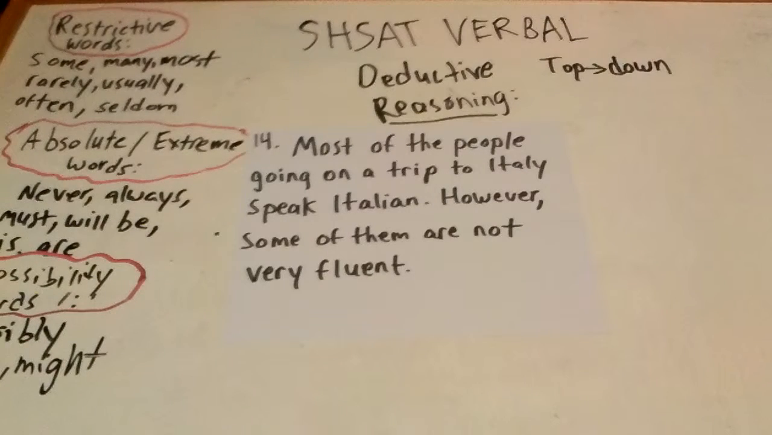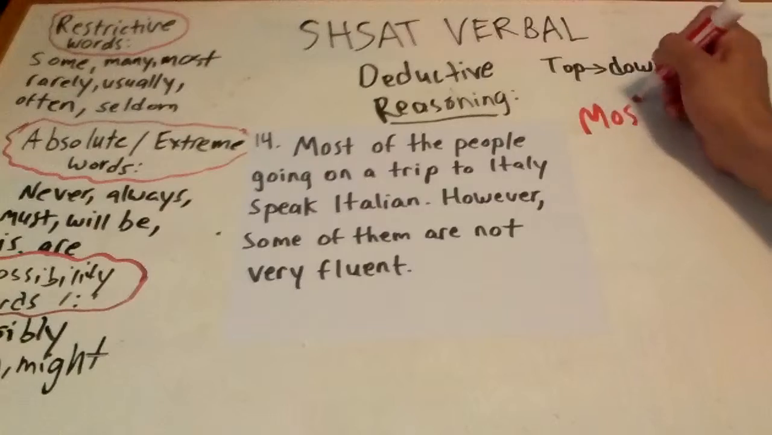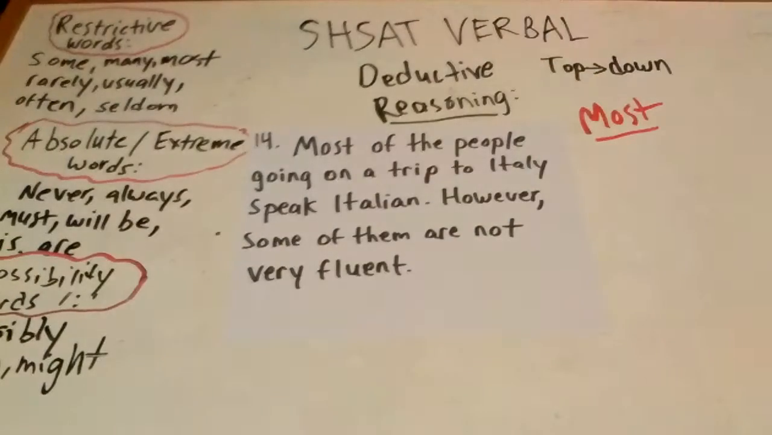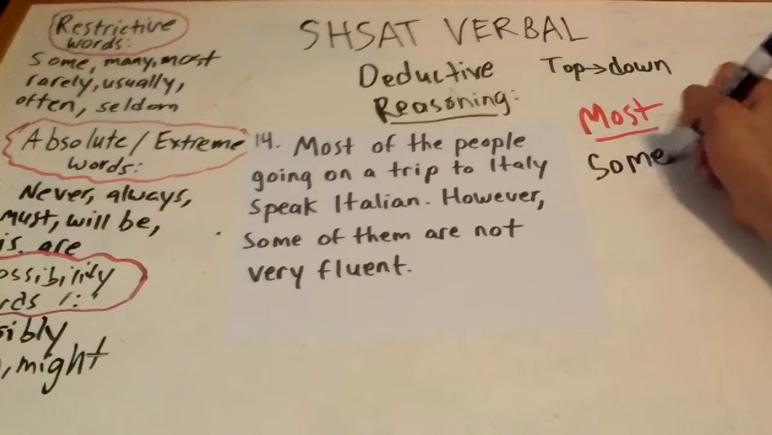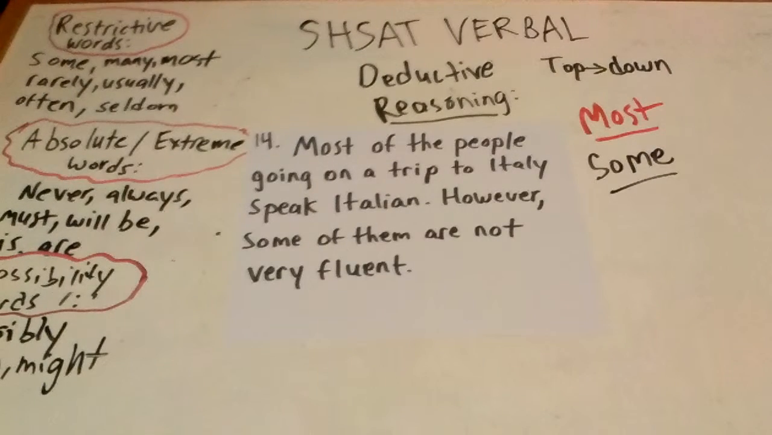Before you even look at them, since we're not taking the test now, let's think about this, because the better you're able to think about this clearly, the better you'll do on the actual test. All right, it says most of the people going on a trip to Italy speak Italian. So the most important thing here is, look, most. What's involved? A restrictive word. And then we have however. Why are we transitioning? It means, hey, I'm going in slightly the other direction. It's saying that even though most of the people going on the trip speak Italian, some of them are not very fluent. So some, another important word. Most and some. Wow, what does that mean?